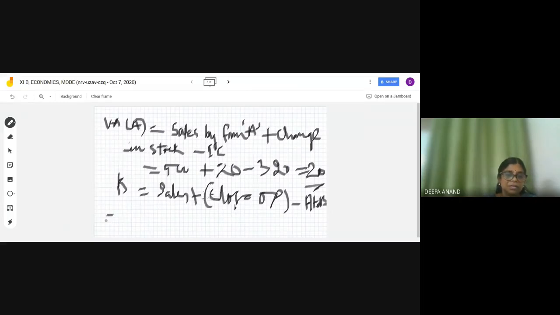Then substitute it. What is sales? 100 to government. How much is household? 350. Plus change in stock. Closing stock is how much? 40. Opening stock is how much? 30. We will add the difference of these two, 10. After that, intermediate consumption 200. And you will get the answer 260.